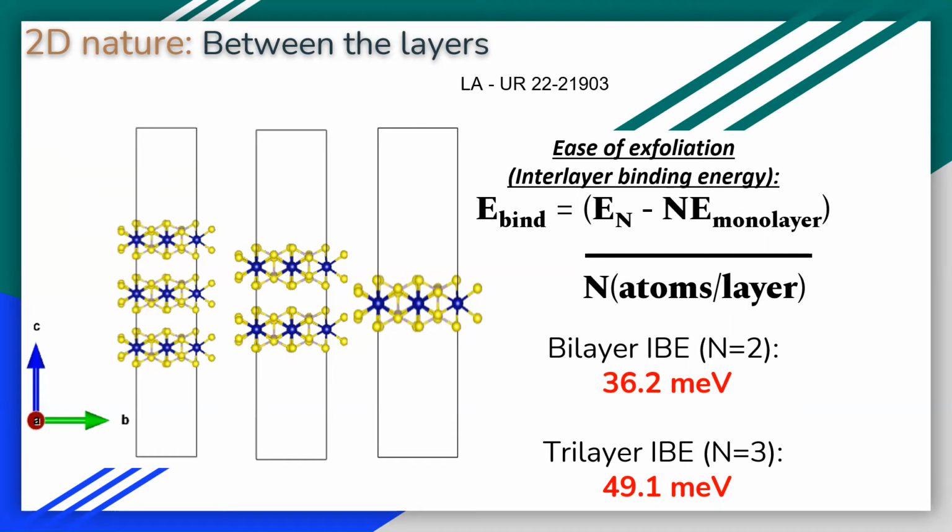So you can see the bilayer interlayer binding energy is 36.2 MeV, and for the trilayer, 49.1 MeV. Both energy values are in the tens of MeV. This is less than 1 full electron volt. So this material is definitely suitable for layer extraction by the mechanical cleavage method.